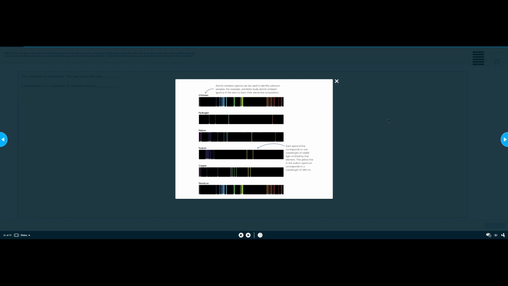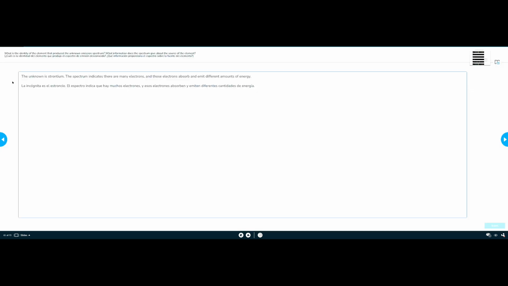We also learned that hydrogen only has 1 electron, and the electrons absorb energy and emit that energy in the form of a photon. So, why does strontium have so many more colors than hydrogen does? A sample answer is, the spectrum indicates there are many electrons, and those electrons absorb and emit different amounts of energy.